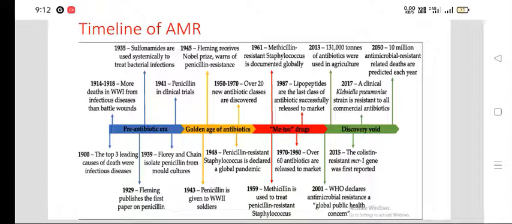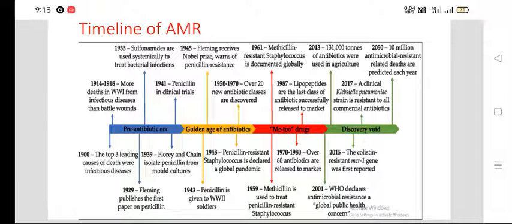After that, in 1941, penicillin was used in human beings, in clinical trials. Then in 1943, penicillin was given to World War II soldiers for various infections. In 1945, within 3 to 4 years, Fleming received a Nobel Prize and warned about penicillin resistance.